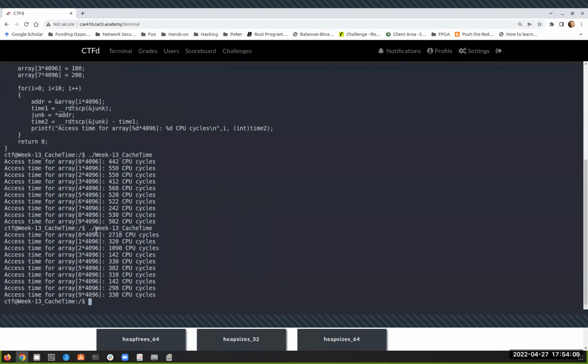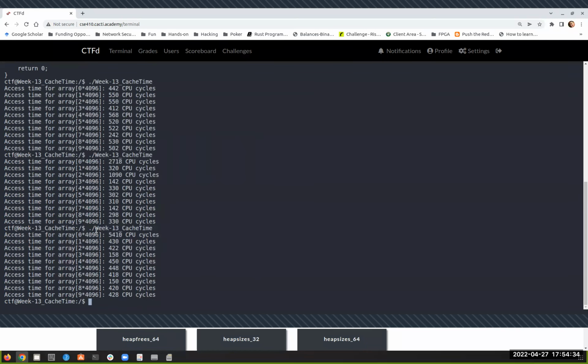If we do this again, oh, this time things are much different. The third one is 142 cycles. The seventh one is also 142 cycles. The others are much higher. It's not that deterministic, but still quite consistent. Okay, so run this again.